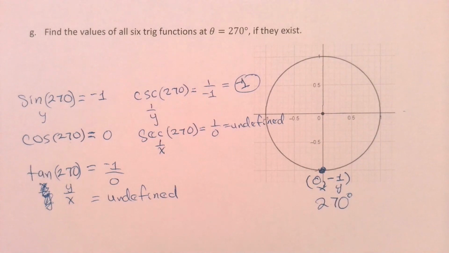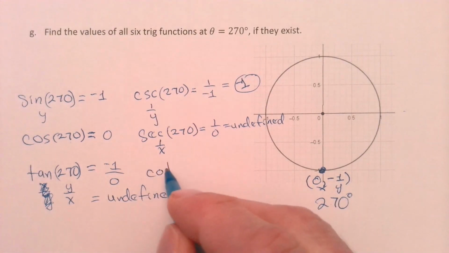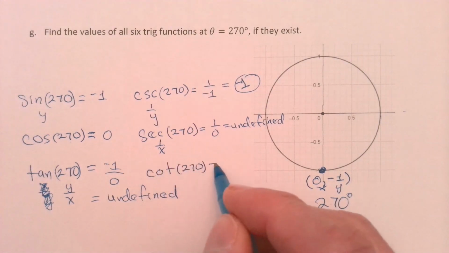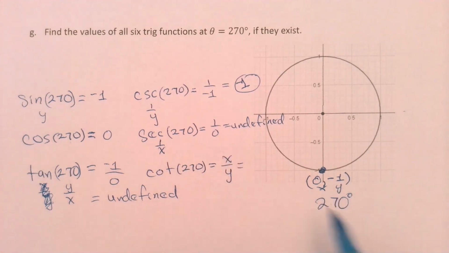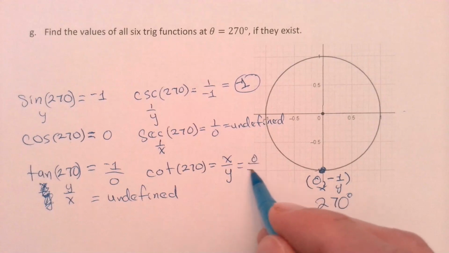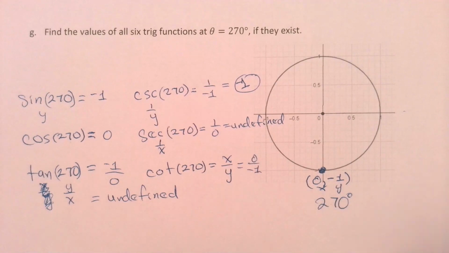Okay, and then the last one is cotangent, and that's equal to x over y. And that one we can do because we're doing 0 divided by negative 1, and that's quite all right. That's equal to 0, so the cotangent of 270 is 0.